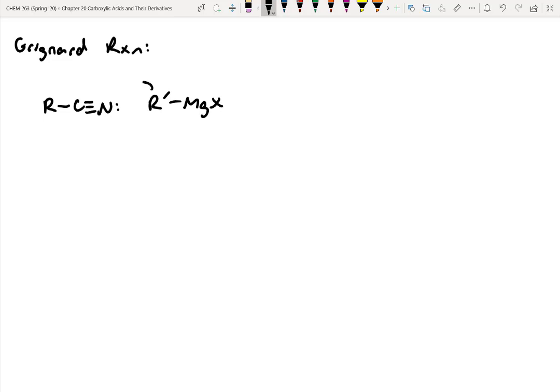So let's say we've got this Grignard reagent. This can attack, let me change my colors here, the carbon, just like it would a carbon in a CO double bond, and then kick electrons to that nitrogen. All right, and when we do this, what we're going to get is a carbon-nitrogen double bond.